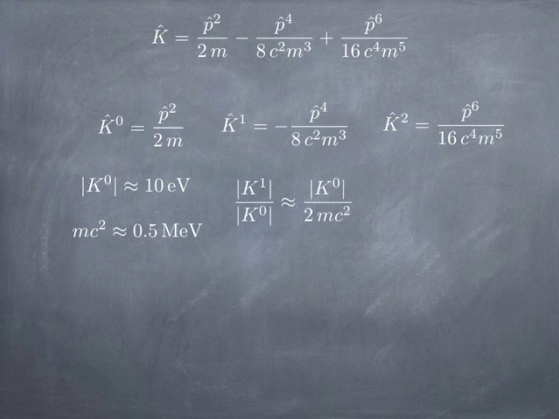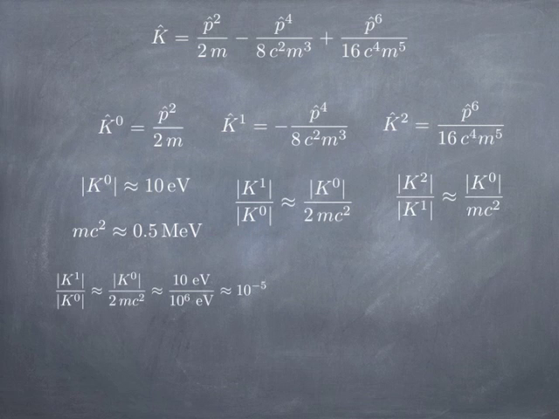And so the ratio of K1 to K0 is the same as the ratio of the kinetic energy of the electron classically to the rest energy. And that kind of makes some intuitive sense. Then notice that because K2 goes like p to the 6th, the ratio between K2 and K1, the second order correction and the first order correction, is also order of magnitude K0 over mc squared. But what is K0 over mc squared? Well, it's something like 10 to the negative 5.